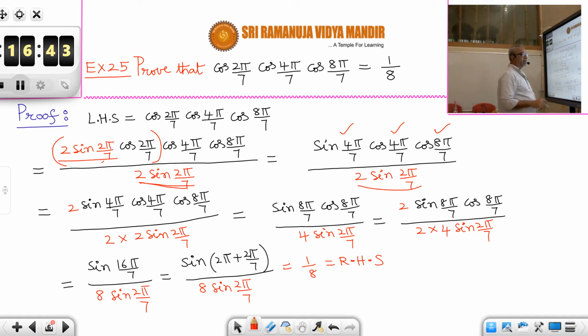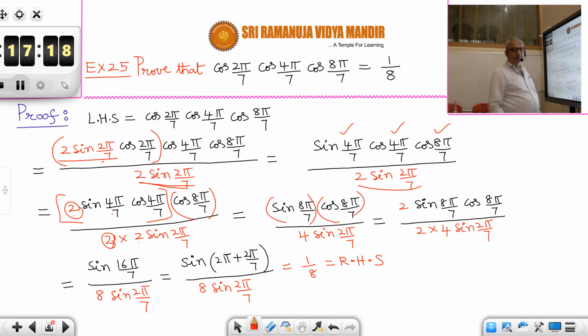Next we will multiply by another 2. Both numerator and denominator, I am putting another 2. These 2 are extra. Then these first 3 will again combine: 2 sine 4 pi by 7 cos 4 pi by 7. 2 sine theta cos theta becomes sine 2 theta, sine 2 into 4 pi by 7 means sine 8 pi by 7. The remaining factor cos 8 pi by 7 will be there. In the denominator, of course, we have put another 2 extra, so 2 into 2, 4 sine 2 pi by 7.